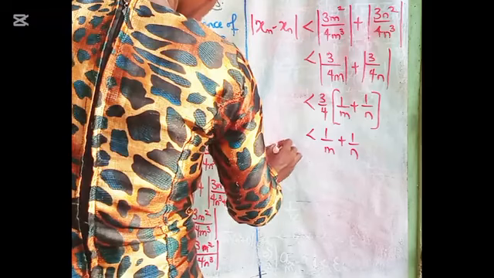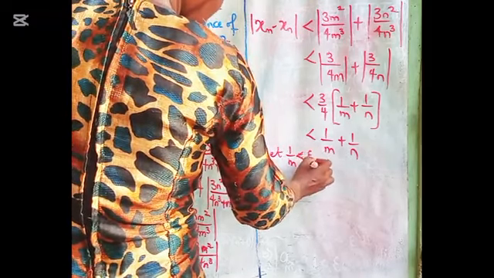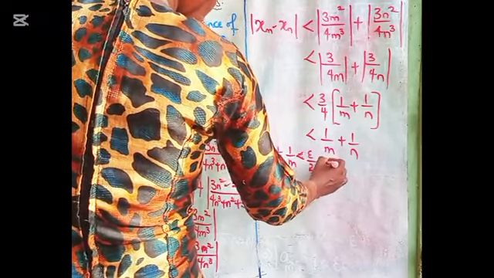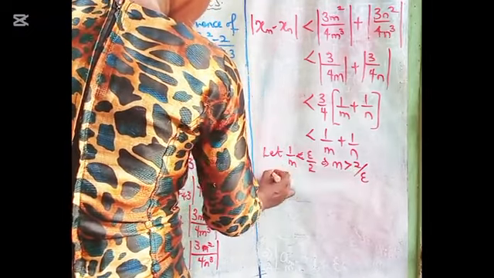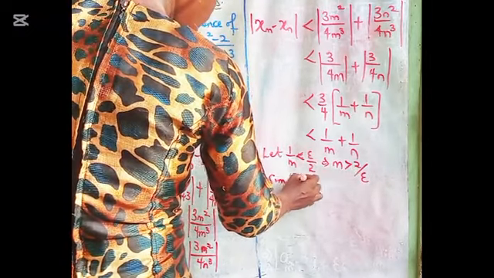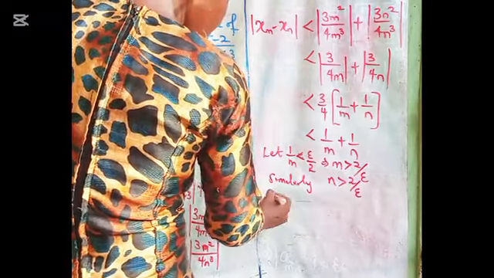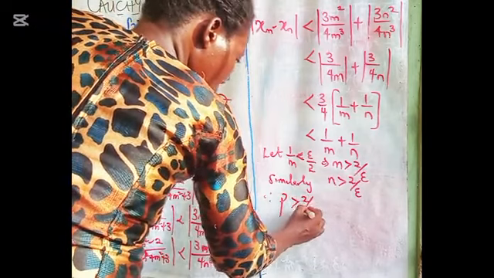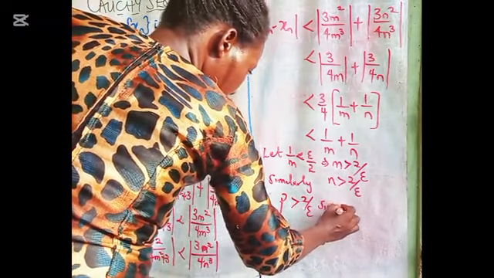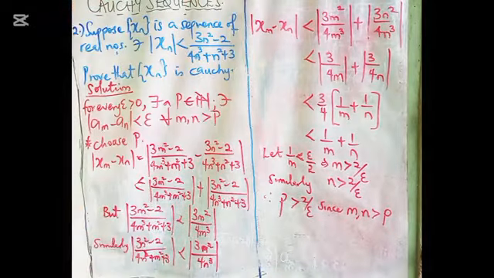And so, let 1 over m be less than epsilon over 2. It means that m will be greater than 2 over epsilon. And similarly, n also will be greater than 2 over epsilon. Therefore, our p will be greater than 2 over epsilon, since m and n are greater than p.